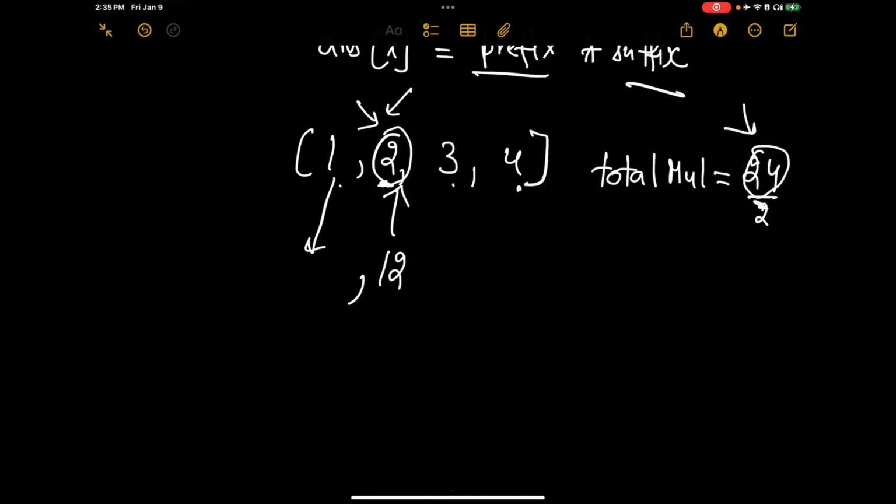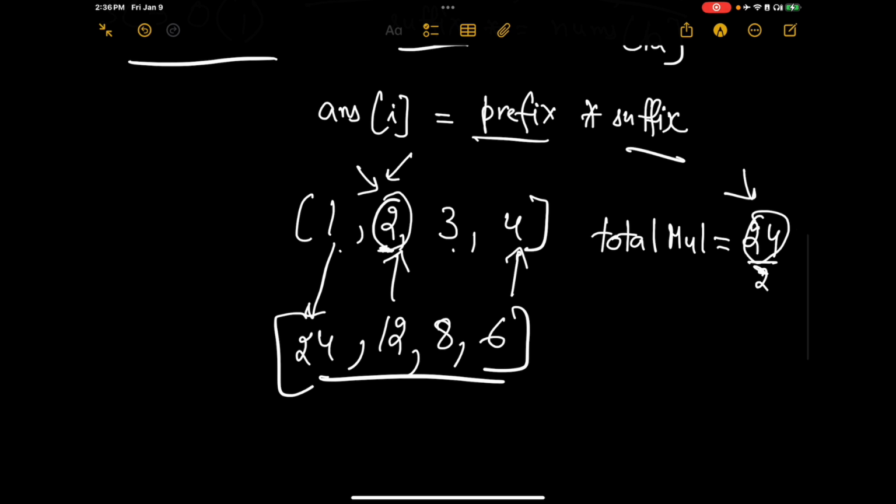For this, you just divide 24 by 1, you get 24. For this 3, you divide by 24, you get 8. Then for this 4, you get 24 divided by 4, 6. If you notice, this is similar to the one seen before. So this is your answer, right?